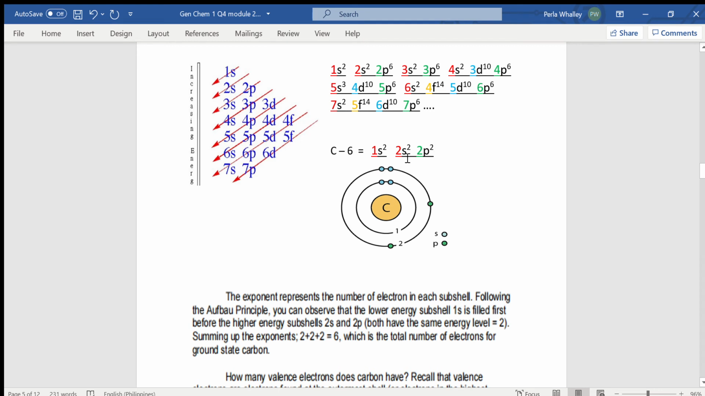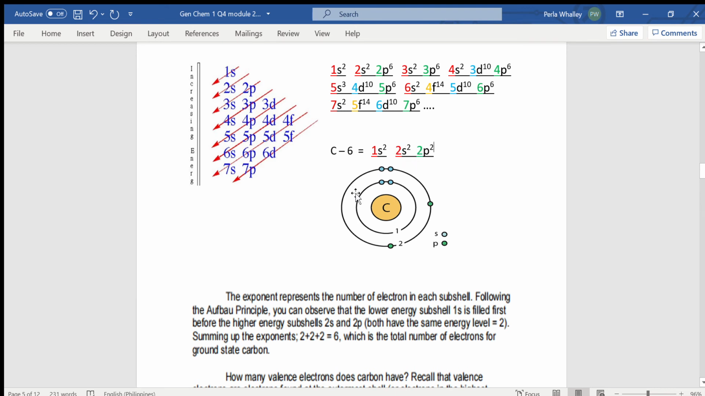So we have the 2s and we have the 2p electrons. If we add these electrons, it will be equal to 6. Also, the outermost electrons here will become your valence electrons. So 1, 2, 3, 4, the outermost energy level. The outermost energy level will also be the highest energy level in your electron configuration.